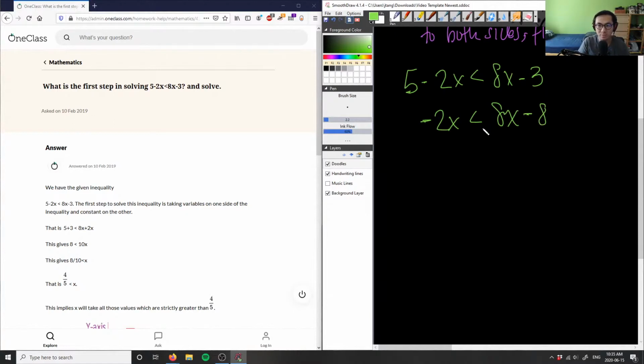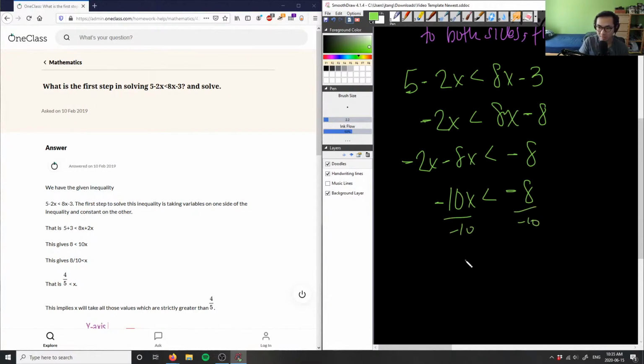Then we can move 8x to this side as well, to collect like terms. So we can subtract 8x from both sides. And -2x minus 8x here is going to equal -10x. And now we have -10 here. We can divide both sides by -10.